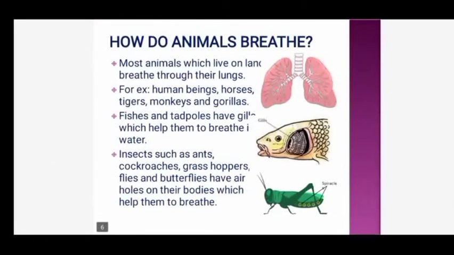How do animals breathe? Most animals which live on land breathe through their lungs. Human beings, horses, tigers, monkeys, and gorillas are examples of animals which breathe through their lungs. And fishes and tadpoles have gills which help them to breathe in water. As they are living in water, they are unable to breathe with lungs, so they have a special breathing organ called gills. These gills help them to breathe in water.